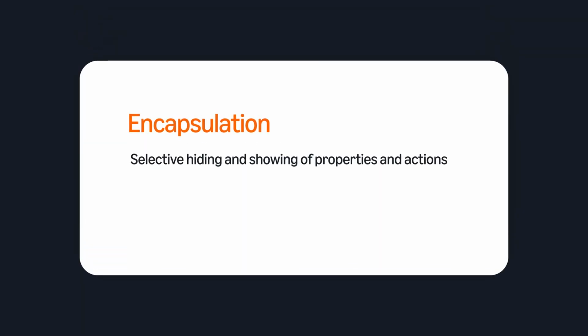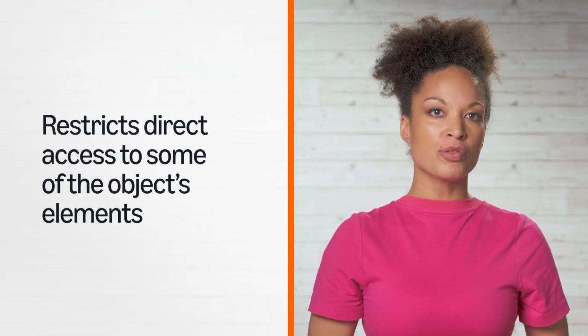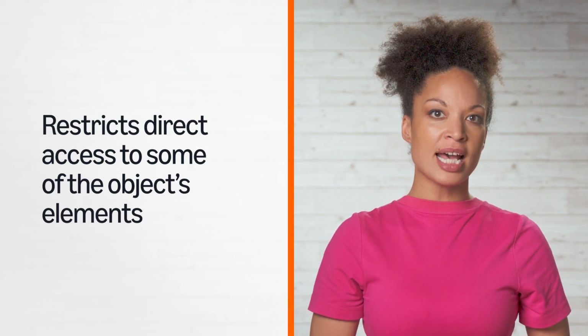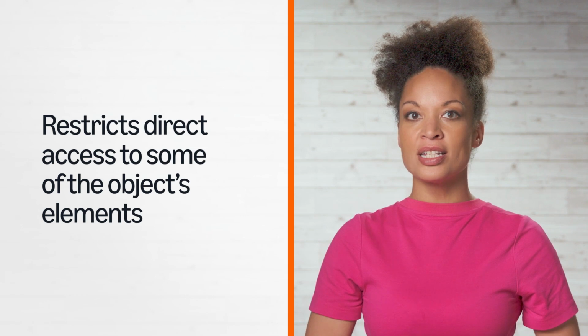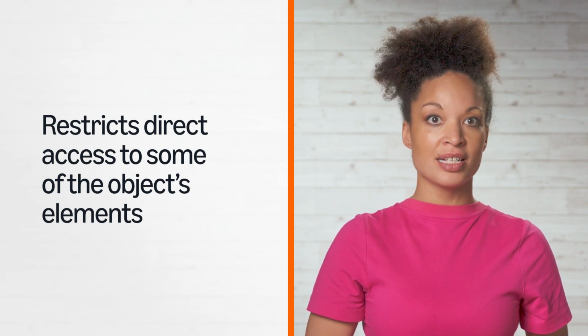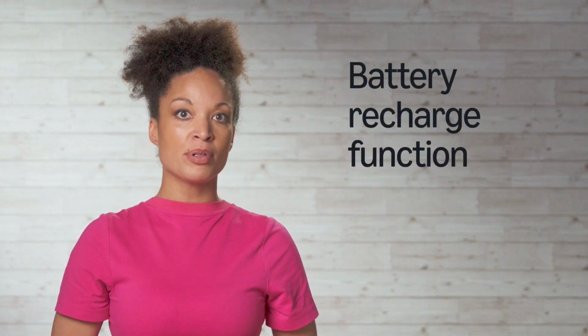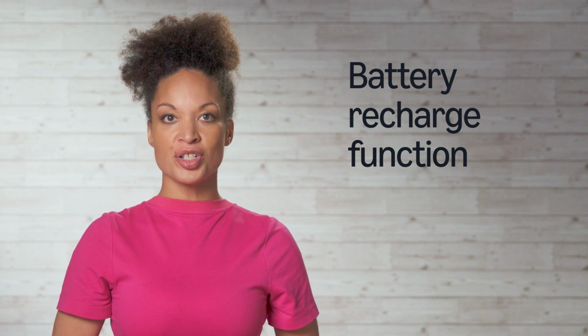This is all made possible because of encapsulation, which is the selective hiding or showing of properties and actions or methods. Encapsulation is crucial because it restricts direct access to some of the object's elements, which is a way of preventing unintended changes in data and functionality. For example, if anyone could access Psychic's internal state or operations, they could modify its workings without you knowing about it. Let's investigate an example with Psychic's battery recharge function.